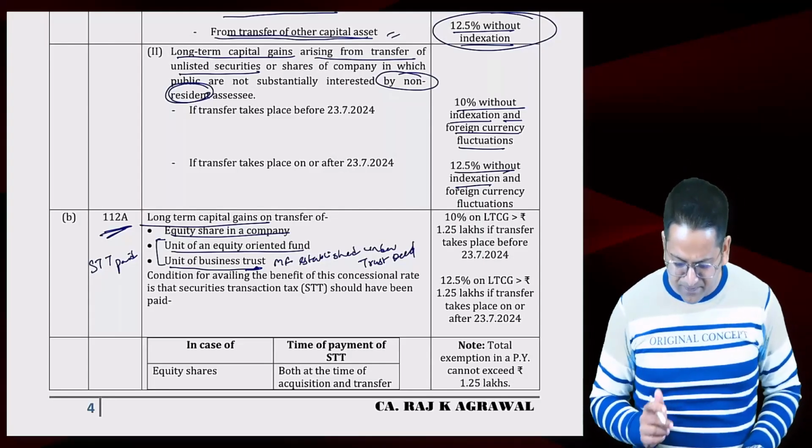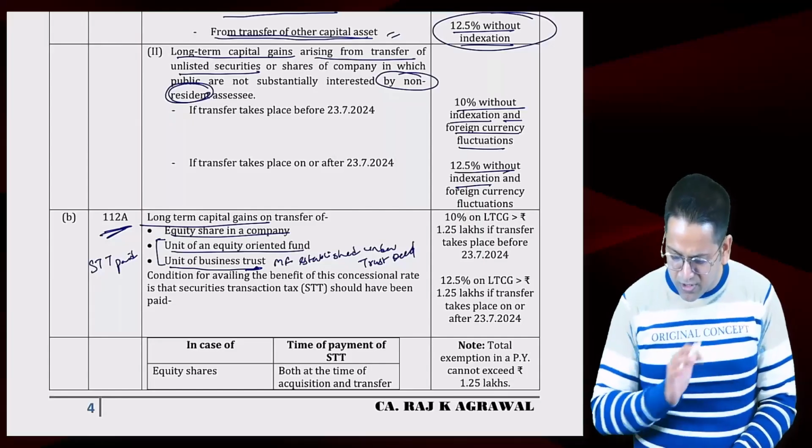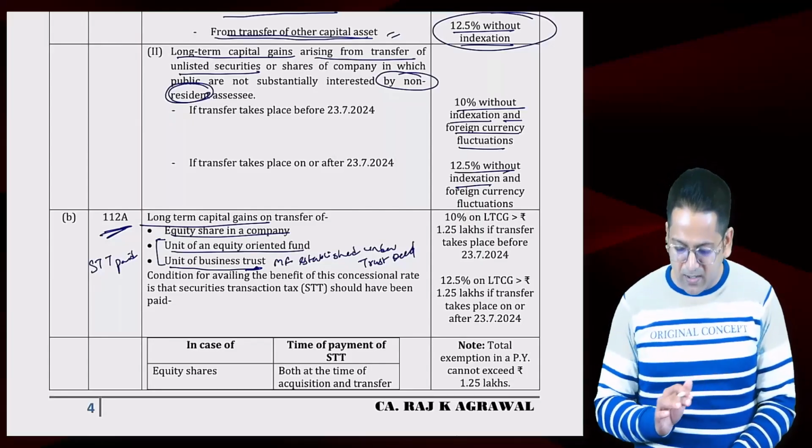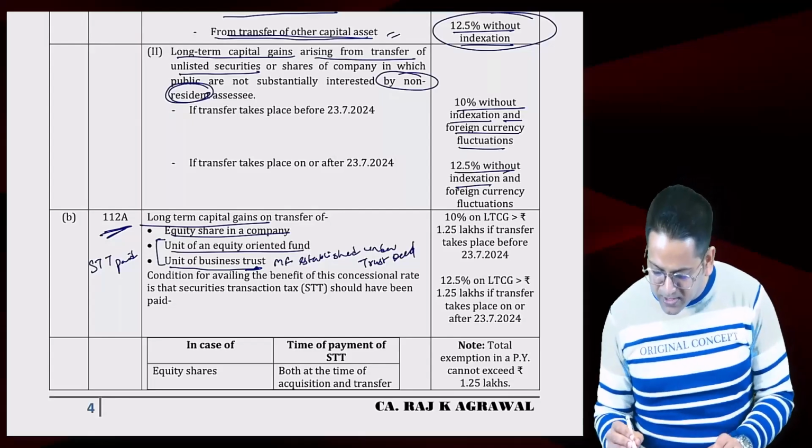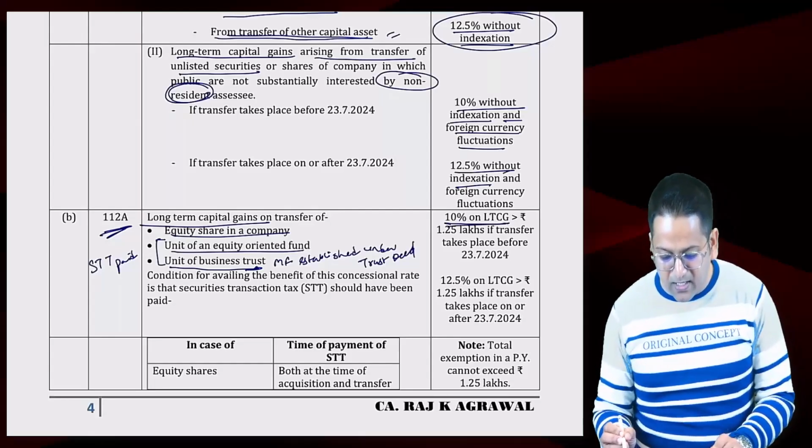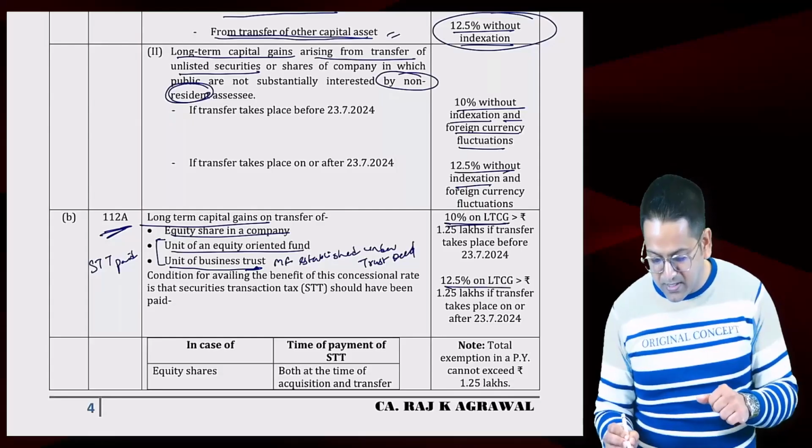I have explained. So, in equity shares and equity-oriented mutual funds, what is the tax on long-term capital gains? Earlier it was 10% on long-term capital gain. And now how much has it become? 12.5%.